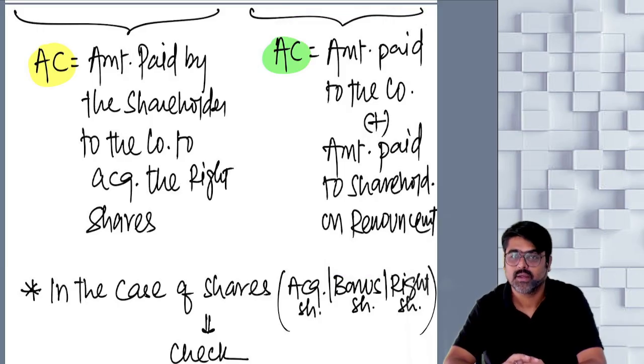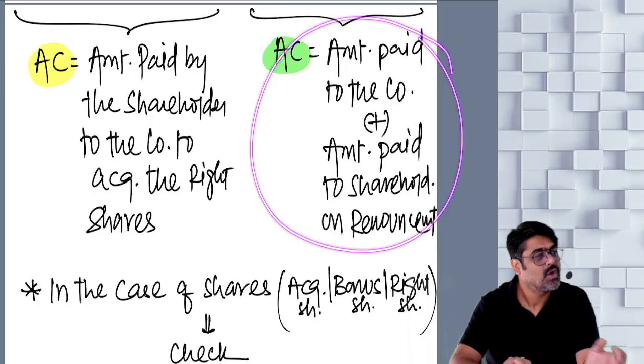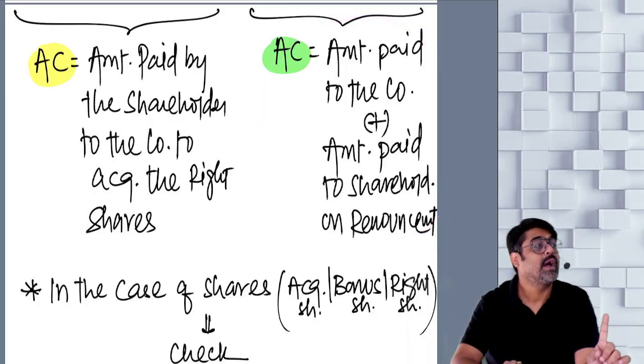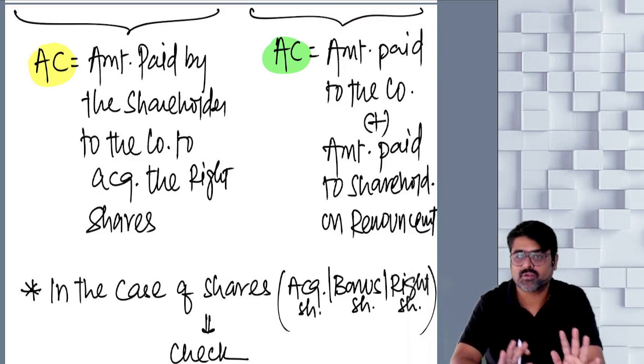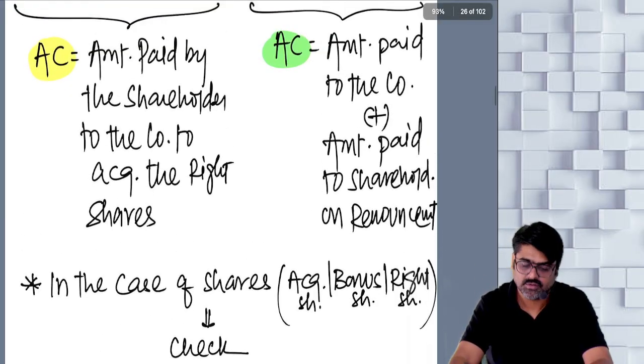But if the right shares are acquired prior to 1st April 2001, then fair market value as on 1st April 2001 can also be taken as cost. So this actual cost or fair market value as on 1st April 2001, whichever is higher, can also be taken as cost of acquisition. Will you remember this? Sure.